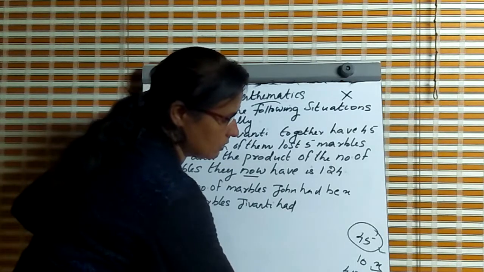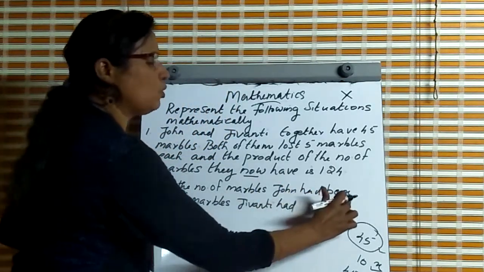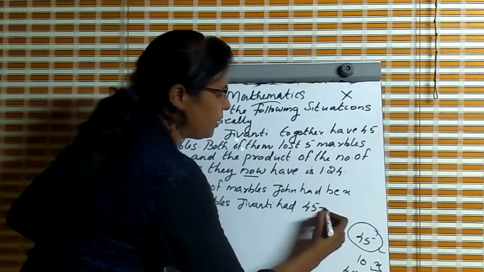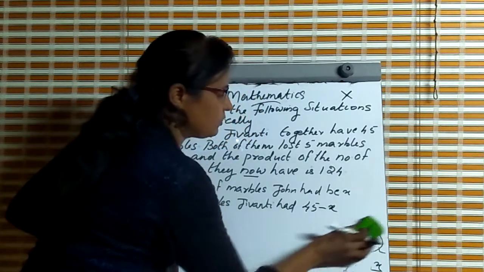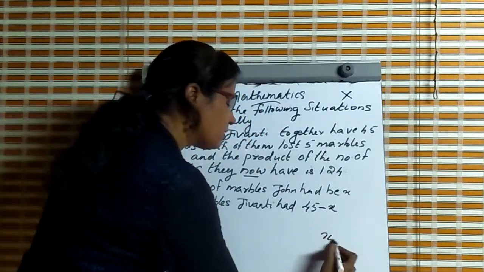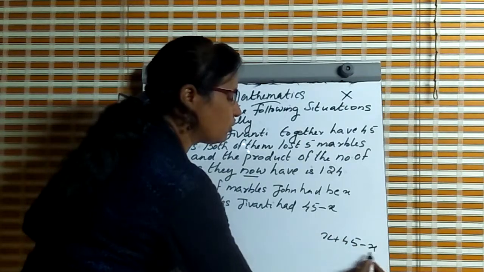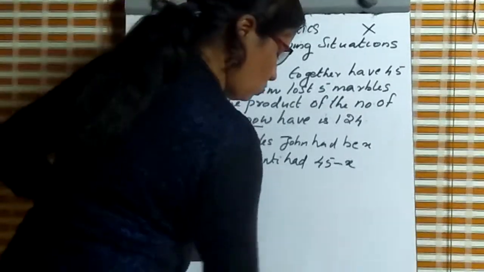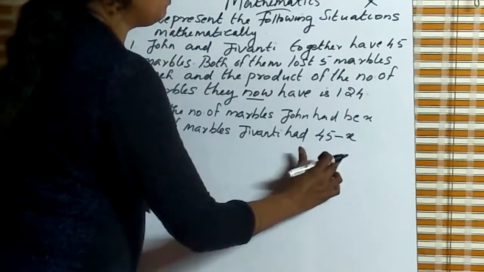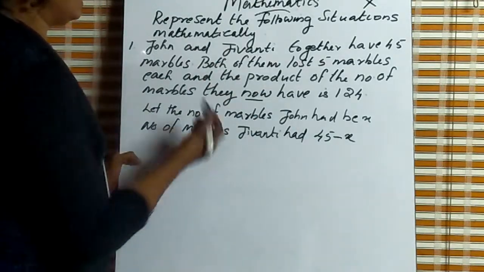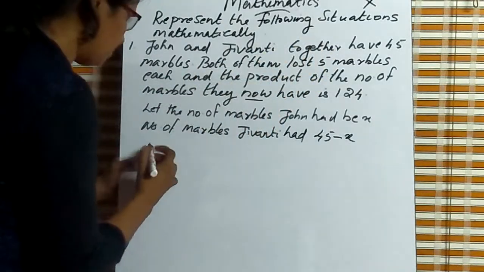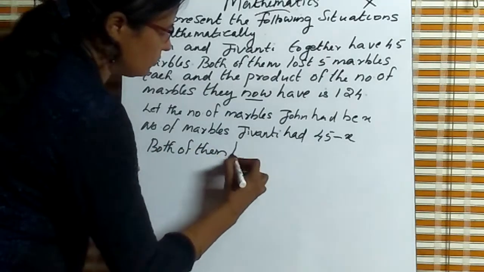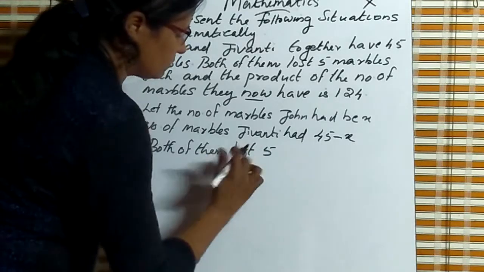45 minus x. Here we assume the number of marbles John had is x, so the number of marbles Jivanti had is 45 minus x. We add these two: x plus 45 minus x is equal to the total, 45. Then what is the second condition? Both of them lost 5 marbles.